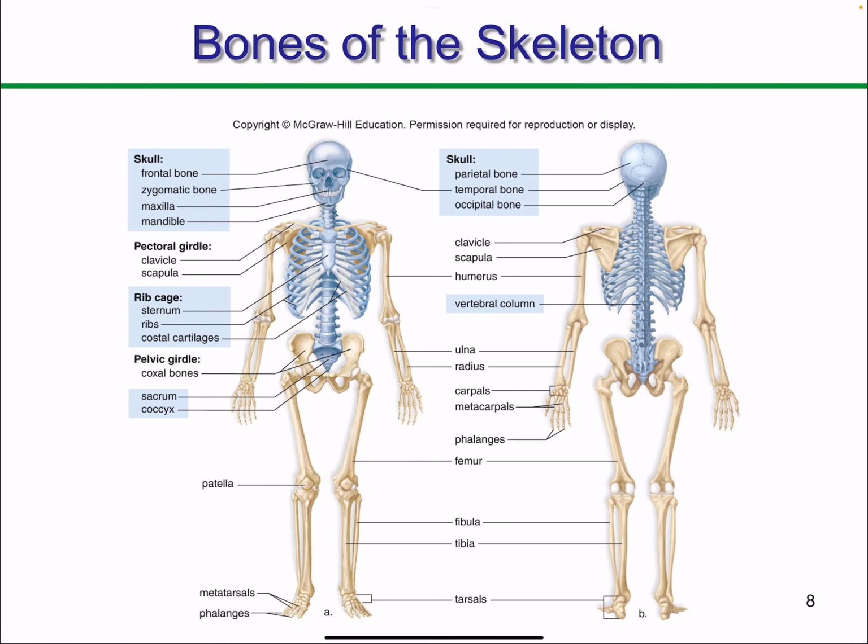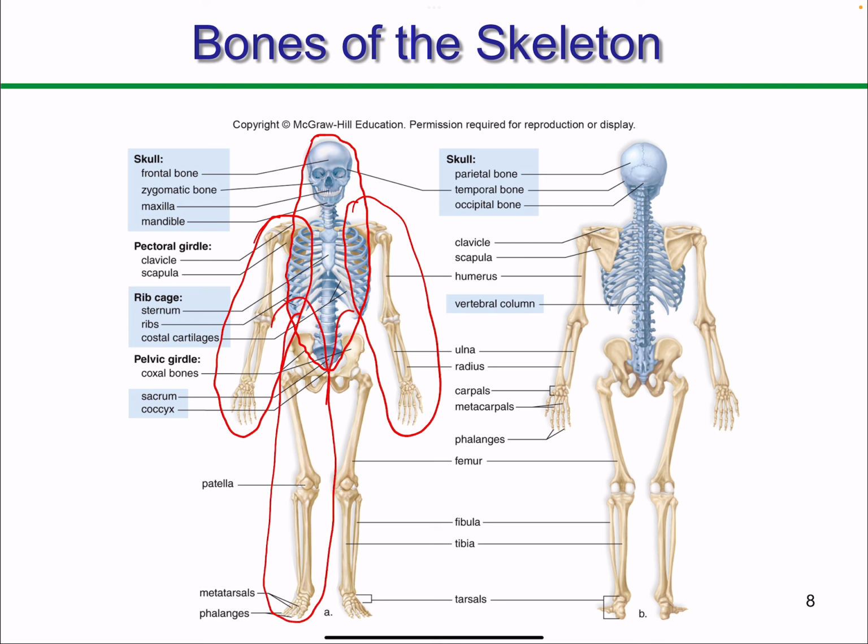So now, what are the bones of the skeleton? Now we are going to dive into the different components of the skeleton. So you are going to have two parts of the skeleton. You're going to have the axial skeleton, that is this, and you're going to have the appendicular skeleton. So anything that is attached to the axis, right? That's the appendicular skeleton.